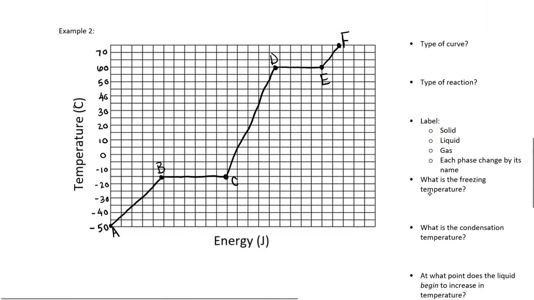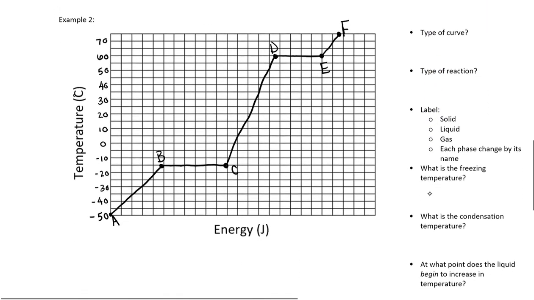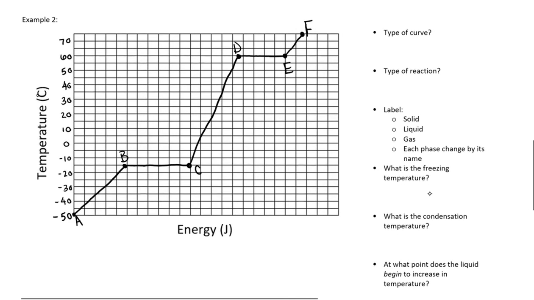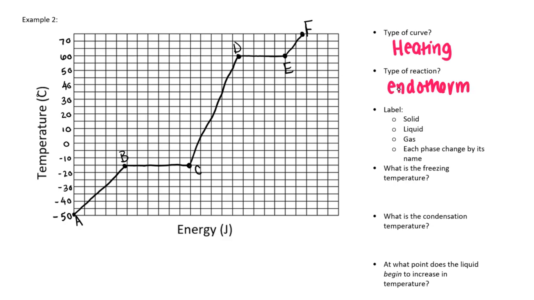All right, example 2. Some of the same questions, but we have some new questions. So first, what type of curve is this going to be? So I see that at point A, my temperature is -50, but up at point F, my temperature is 75 degrees Celsius. So temperature is increasing over time, so this is a heating curve. If we want a substance to heat up, heat has to enter the system. So this would be endothermic.